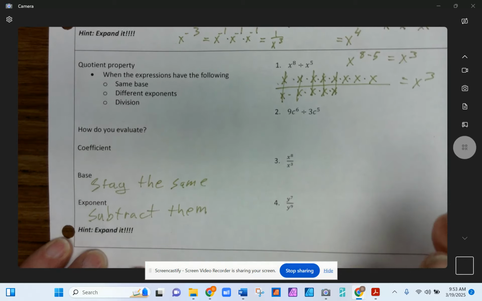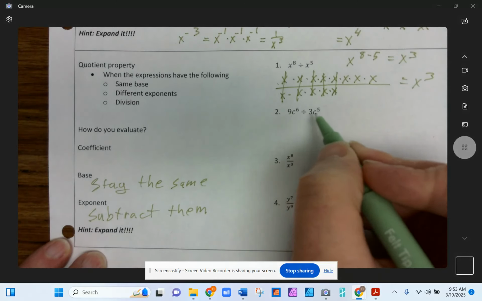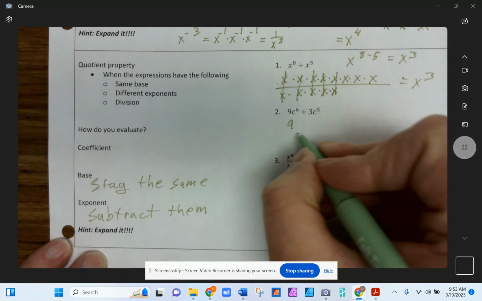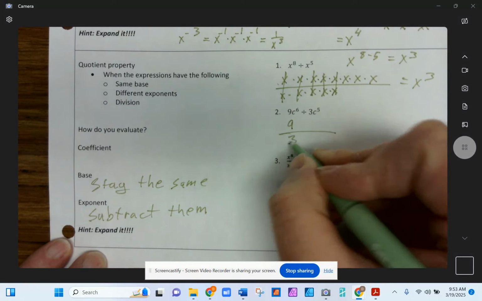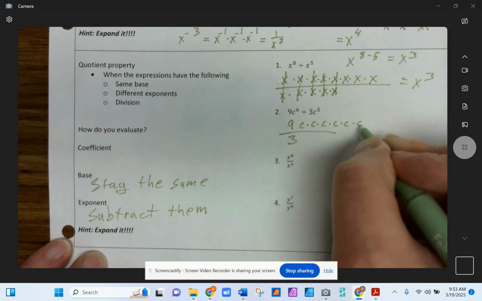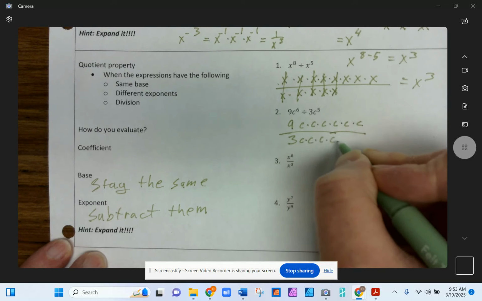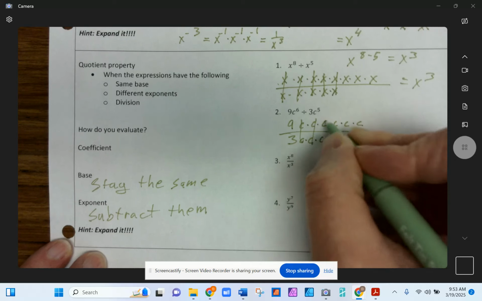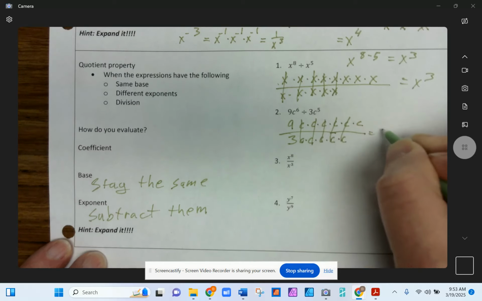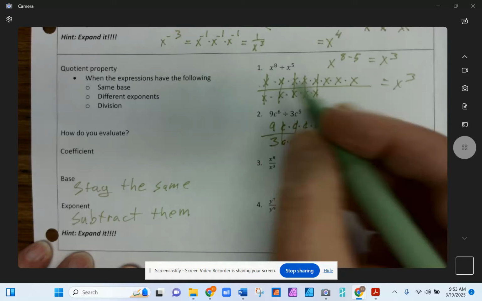Okay. When you have coefficients, it's going to be similar, but you're just going to divide them rather than multiply. So we're going to end up with 9 on top, 3 on the bottom, 6 c's, and then 5 c's. Those cancel. We end up with 9/3 c, which is the same as 3c.